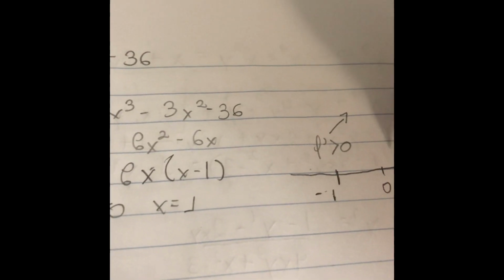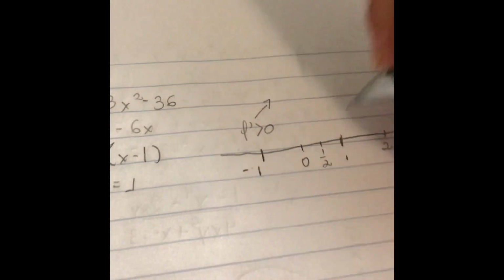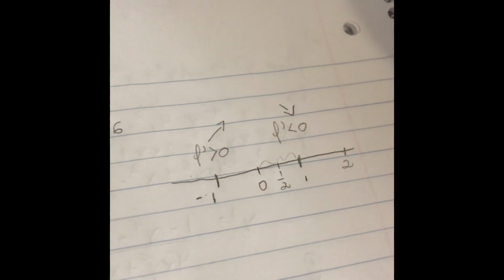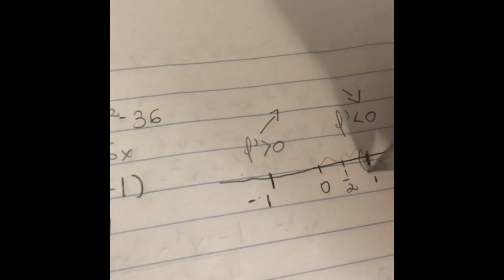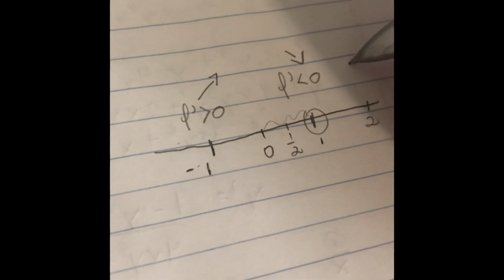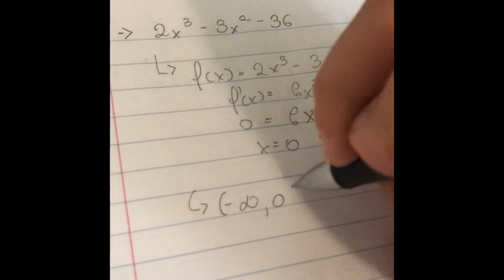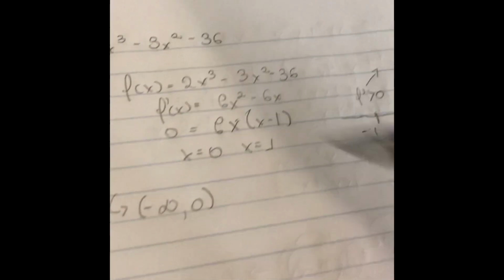And if we substitute something like 1/2, for example, in this interval right here, we can see that the derivative of the function is less than 0. So the function is decreasing right here. However, after 1, when x is equal to 2, we can see the derivative is bigger than 0 and f is increasing. Looking at this graph, we can notice that it is increasing from minus infinity to 0, and then at 0 it starts to decrease.